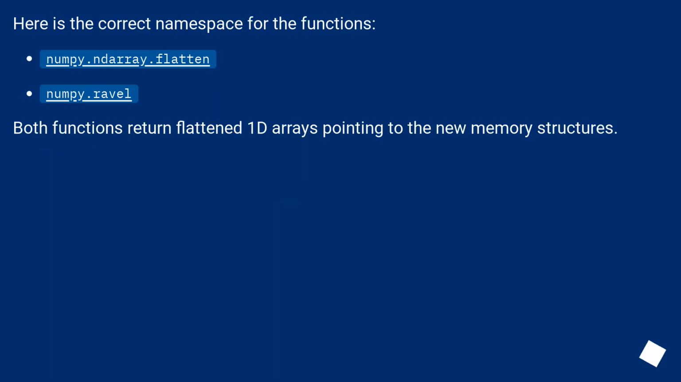Here is the correct namespace for the functions: numpy.ndarray.flatten, numpy.ravel. Both functions return flattened 1D arrays pointing to new memory structures.